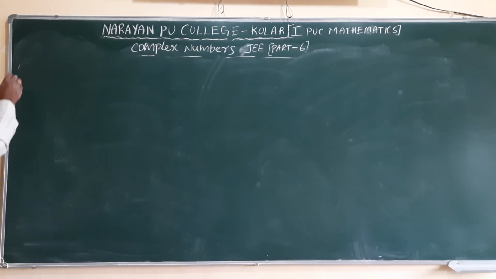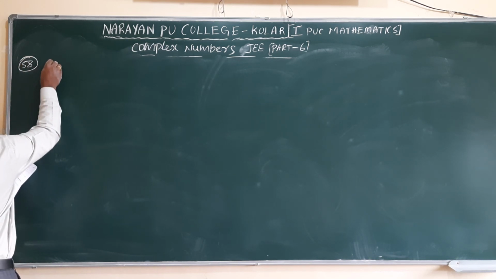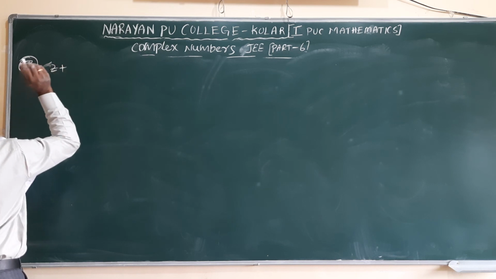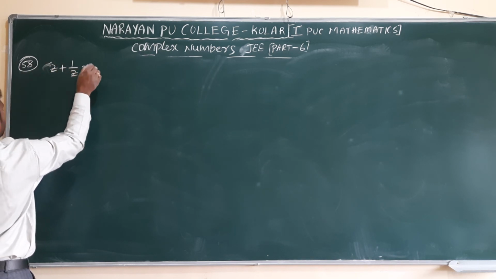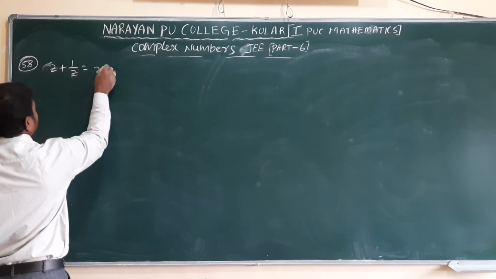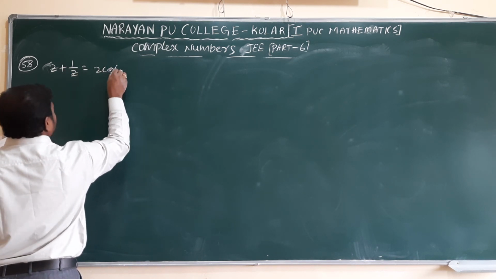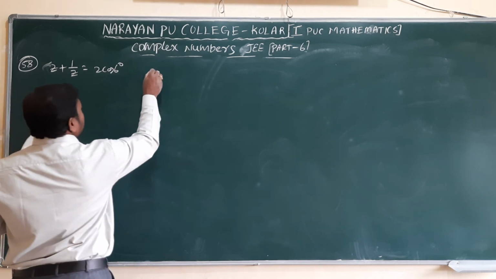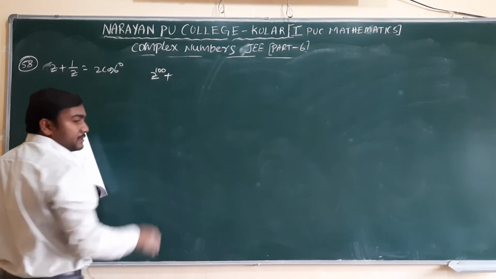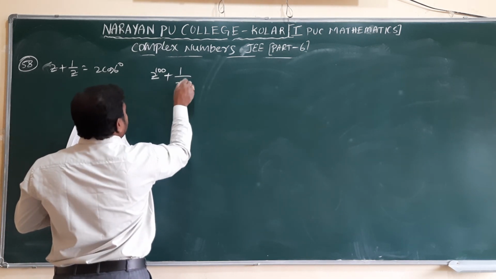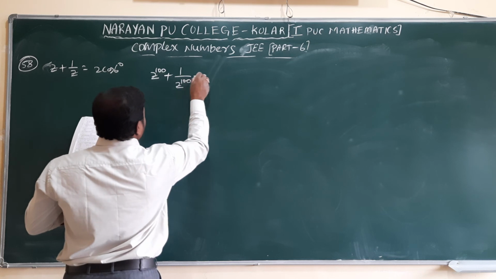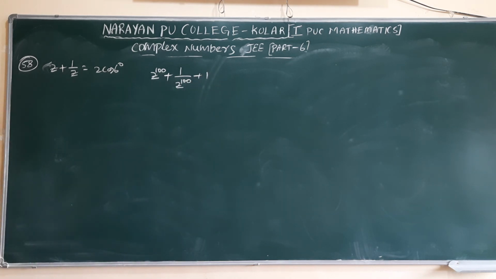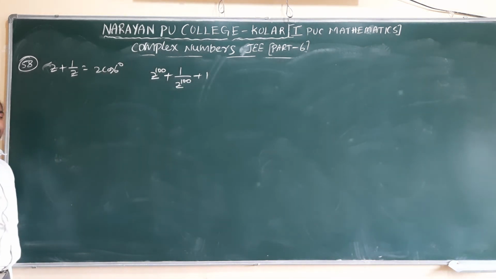Next, question number 58. If z plus 1 by z is equal to 2 cos 6 degree, then z power 100 plus 1 divided by z power 100 plus 1 is equal to. So here they have given z plus 1 by z is equal to 2 into cos 6 degree.